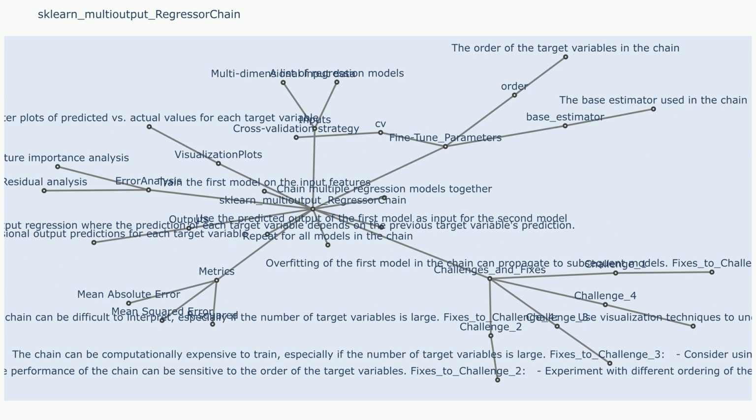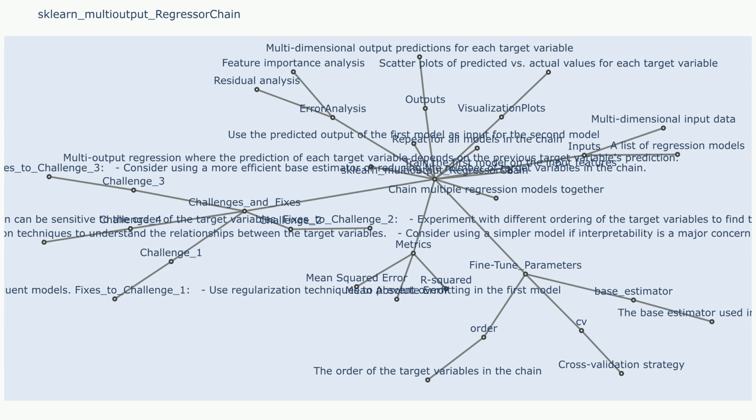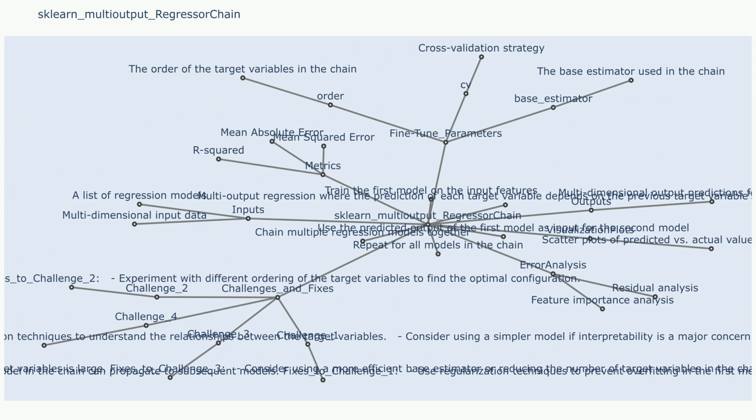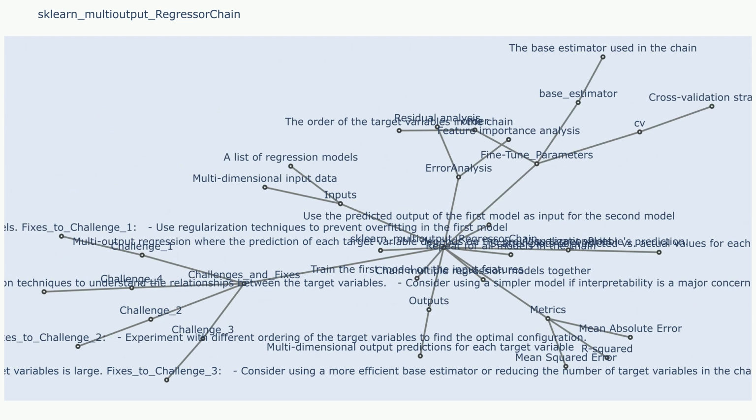Steps: initialize the regressor chain object with a base regressor and the order of the target variables. Train the chain by fitting it to the input features and target variables. Predict the target variables for new input features. Metrics: R² measures the proportion of variance in the target variable explained by the model. Mean absolute error (MAE) calculates the average absolute difference between the predicted and actual values. Mean squared error (MSE) calculates the average squared difference between the predicted and actual values.